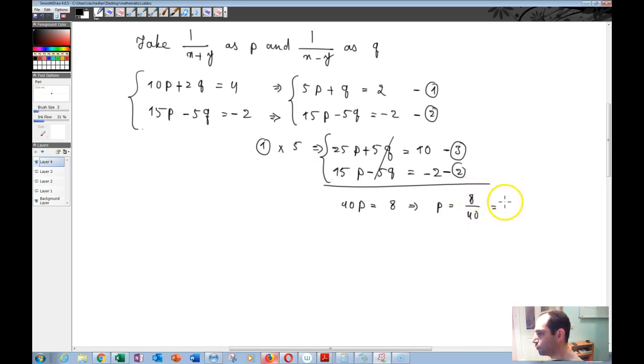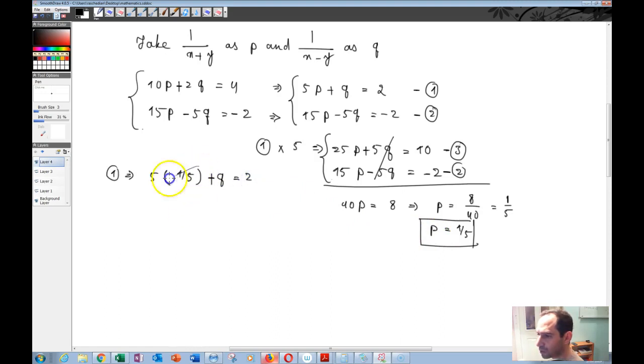So p is equal to 1/5. And then you can take any of these two equations over here. For example, you can take equation 1 and write 5 times p, which is 1/5, plus q is equal to 2. So this is equal to 1. So q is equal to 2 minus 1, which is equal to 1. So q is equal to 1. Okay, so now you know p is equal to 1/5 and q is equal to 1.